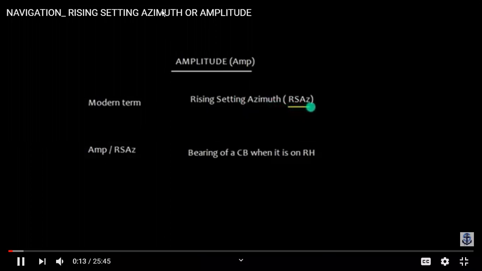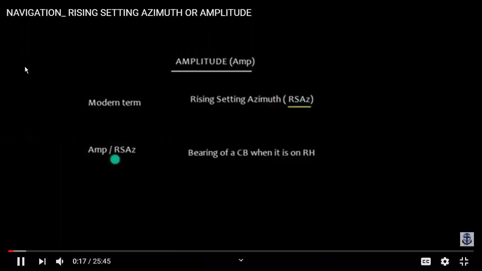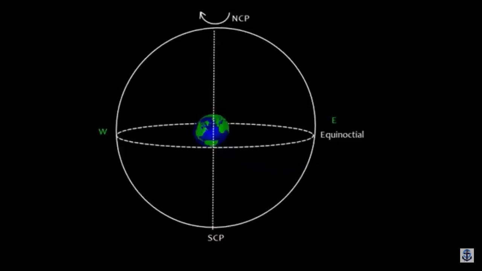So let's see about the amplitude. Amplitude is the rising or setting azimuth, or the bearing of the celestial body when it is on the rational horizon. So let's see this in the rational horizon diagram.